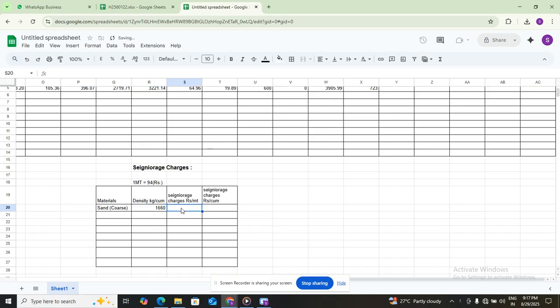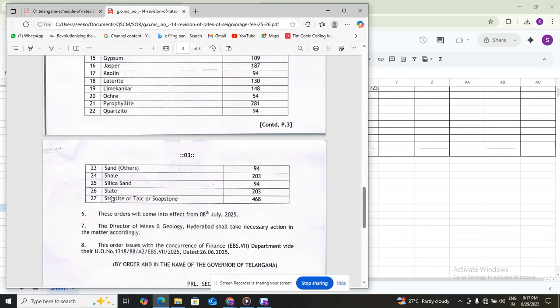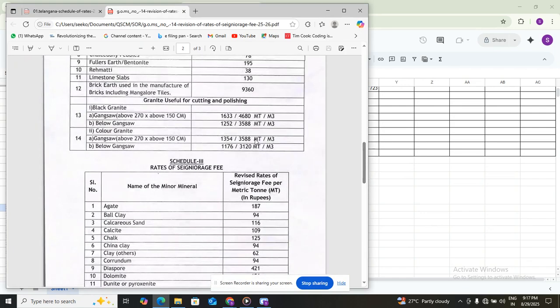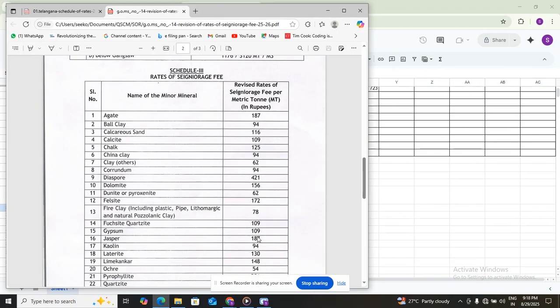What is the sewerage charge of this sand? We are seeing the sewerage charges for Telangana in the code book. This is sand and others, item 23, at 94 rupees per metric ton. Sewerage is given per metric ton at 94 rupees. We need to convert this into meter cube.